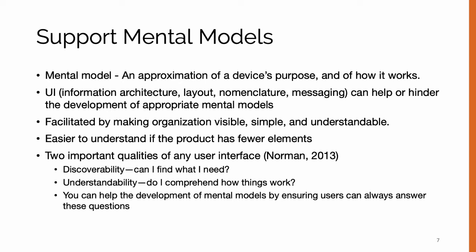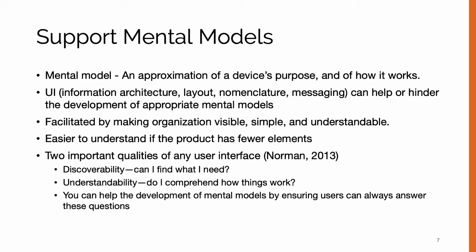One is to support mental models. So a mental model is really a person's way of thinking about a device, about the purpose of the device, about how it works, things like that. Included amongst that is designing the UI. So that would include the information architecture, the layout, the nomenclature, in other words, the wording of buttons and labels and things like that, messaging, etc. All of those things can help or hinder the development of appropriate mental models.